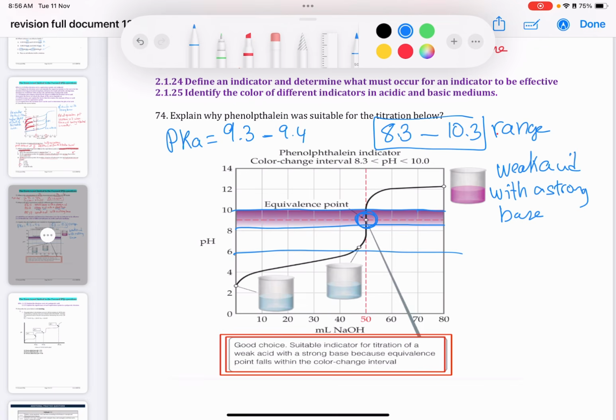If the indicator changes color here, for example, which is not in the area of the pH at equivalence point, it won't be suitable. So to choose the correct indicator, the pH at equivalence point must be within the range of that indicator. And in the titration of a weak acid with a strong base, the pH at equivalence is above 7. So probably it's 8.5 or 9, so it's within the range. Look at it, here it is 9.